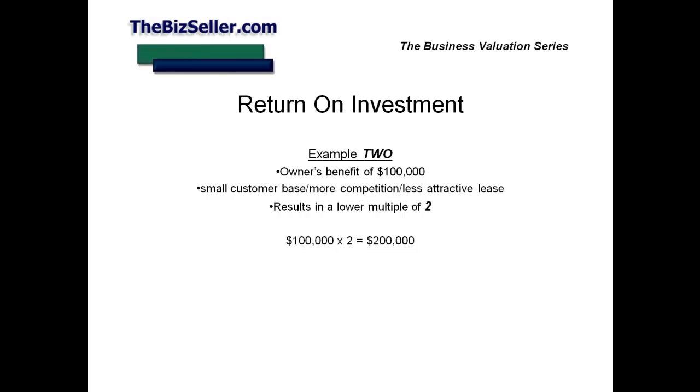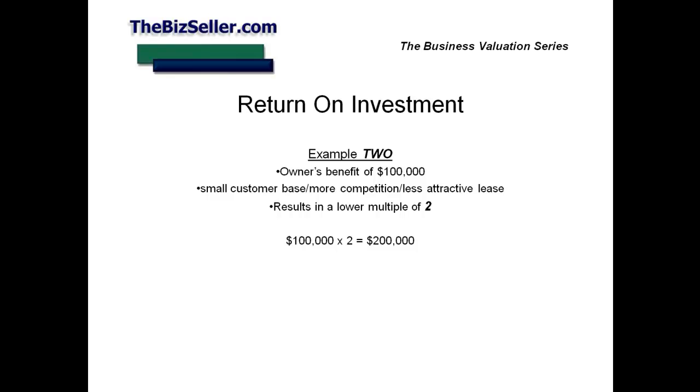Now let's look at a different business that maybe isn't as solid. The future earnings may not be as certain. The buyer in this case would be taking on more risk. Maybe the customer base isn't as large, or there isn't as much repeat business. There's more competition. The lease is about to expire in 6 months. Well, the buyer of that business is obviously going to be taking on more risk and uncertainty than the business in the first example. So even though it has the same owner's benefit of $100,000, a business like this might get closer to a multiple of 2.